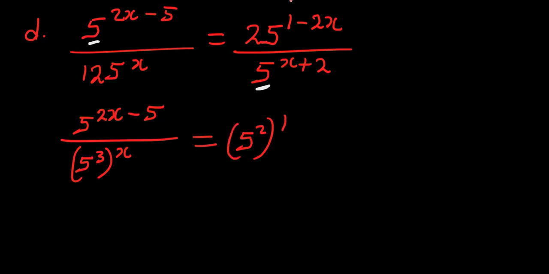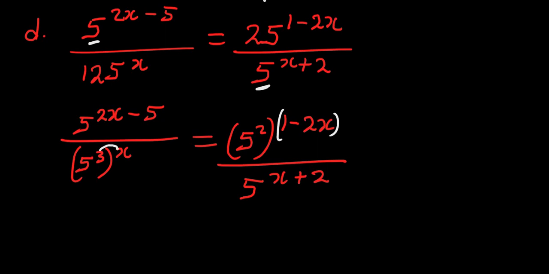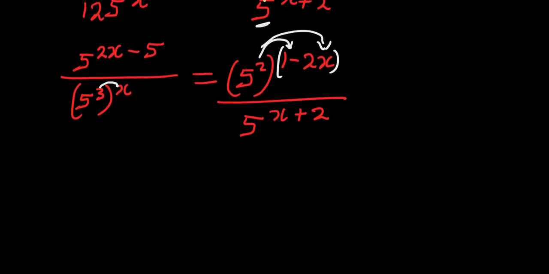Okay, 5 exponent 1 minus 2x over 5 exponent x plus 2. All right, so next is to use this 3 to multiply this x, and then you can put this in parentheses and distribute these 2 into each of them, 2 times 1 and 2 times 2x. Okay, good.